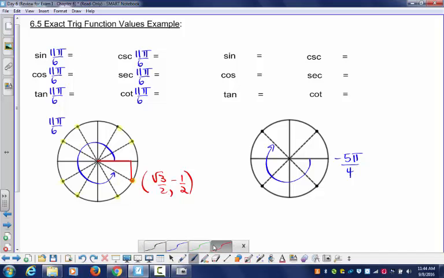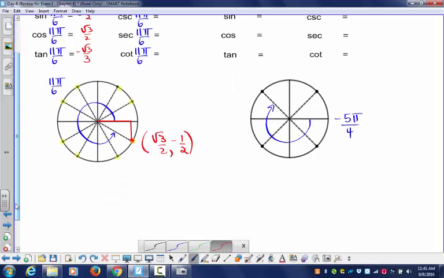It doesn't matter how we got to that terminal point. If that's our terminal point right there, that's the sine no matter what. Whether we rotated this way, rotated that way, did multiple revolutions, doesn't matter. And cosine is root 3 over 2. How about tangent? Negative 1 over root 3, and I'm going to rationalize that to negative root 3 over 3.